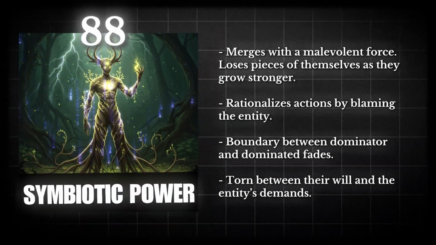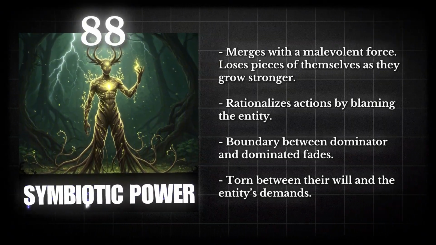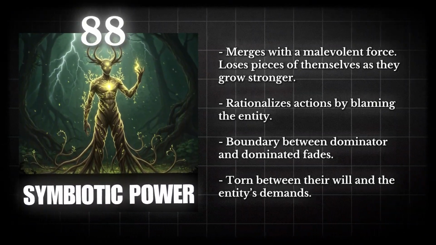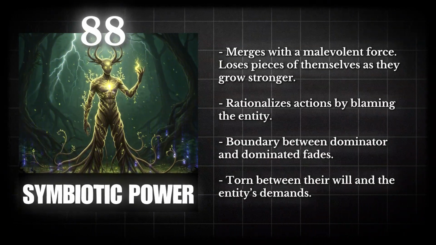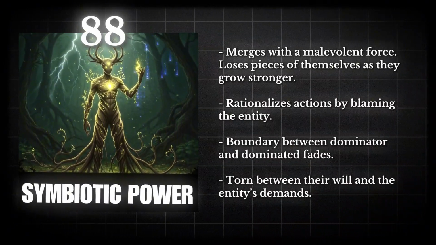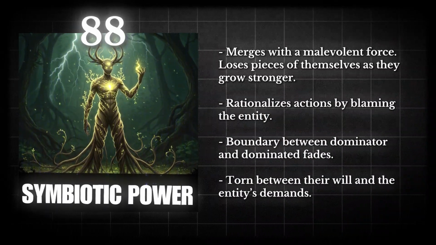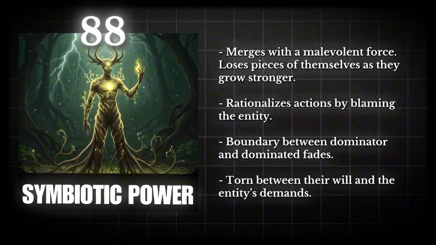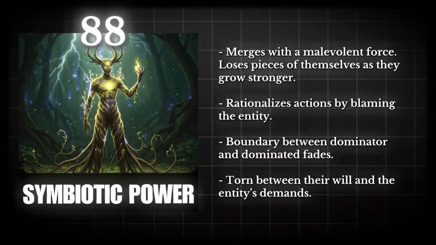88. Symbiotic power. The villain merges with a malevolent force, but as they grow stronger, they also lose pieces of themselves. They rationalize their actions by blaming the entity, saying it controls them, but the boundary between dominator and dominated fades. They are torn between their will and the entity's demands.